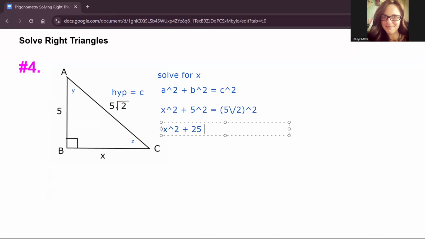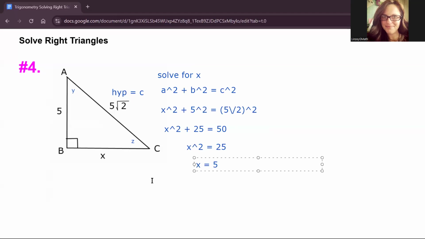We get 5 squared is 25, and then square root of 2 squared is 2. 25 times 2 is 50. And we'll subtract 25 and take the square root of 25. We get 5.